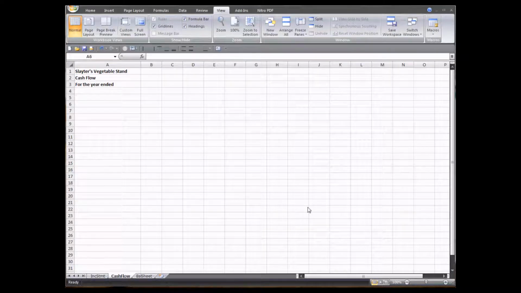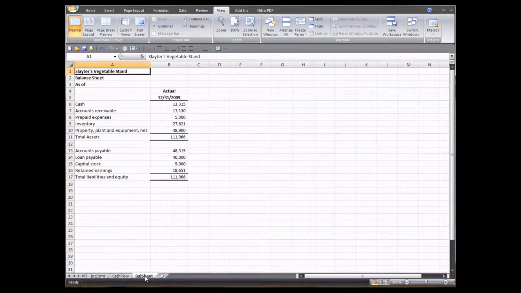Okay, so we have our income statement done. Now we're ready to move on to our cash flows and our balance sheet. So I have a tab set up here for cash flows. It's empty right now, but we'll be filling that in pretty quickly here. And over here I have my balance sheet.